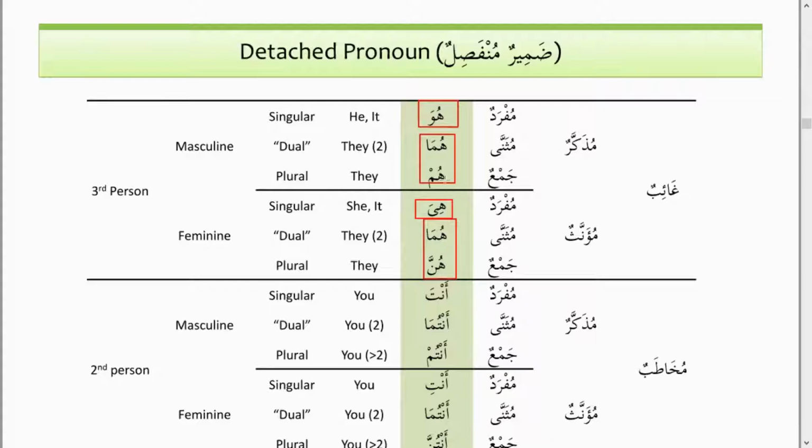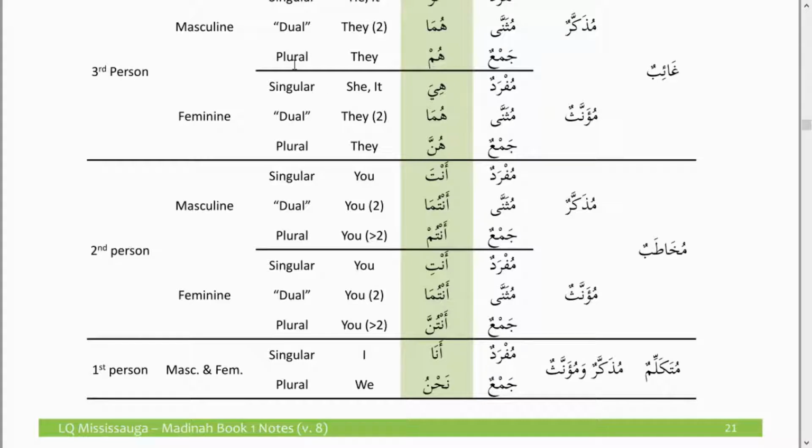So huwa, huma, hum, hiya, huma, hunna. Now let's go to the second person. Anta. Anta is you. So this is second person. This is male, and this is just one.